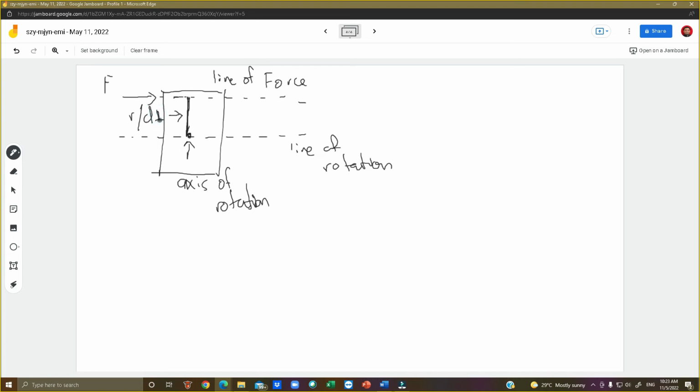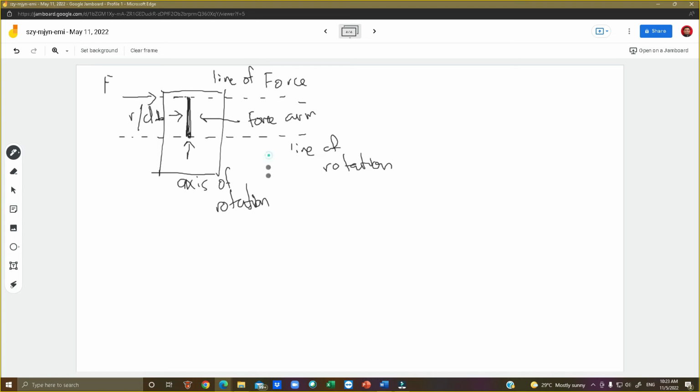Ni dia ada contoh T terbalik kat belakang ni to show it is actually distance. Okay, this is the distance. Apa nama distance ni? Some books call it R, radius. Some books call it D. But the name here is actually force arm. Ini nama dia, force arm.